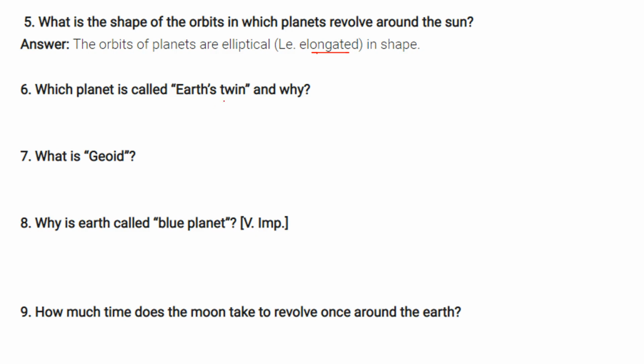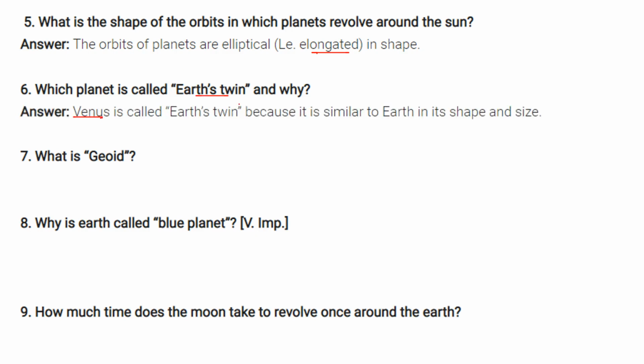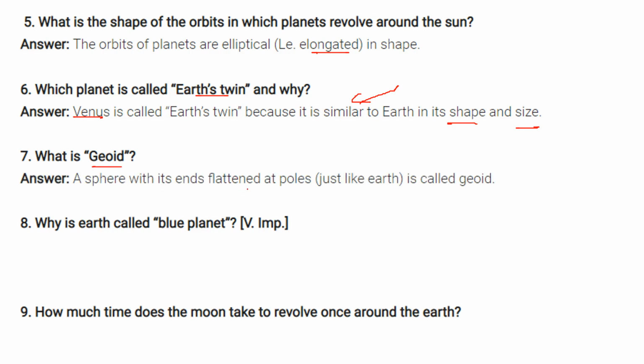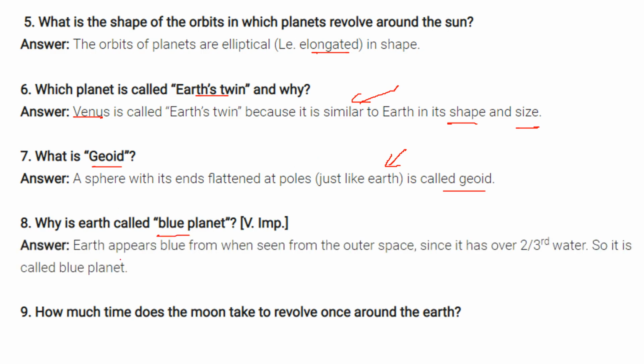Which planet is called Earth's twin and why? Venus is called Earth's twin. Why? Because in terms of shape and size, it is almost similar to the Earth. What is geoid? A sphere with its ends flattened at the poles, just like Earth, is called a geoid, or any shape that resembles Earth the most is the geoid. Why is the Earth called the blue planet? The Earth is called the blue planet because if you see it from outer space, it appears to be blue, since two thirds of the Earth is water.